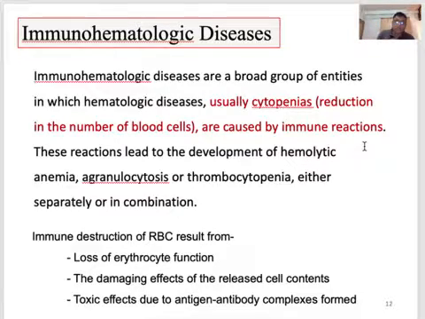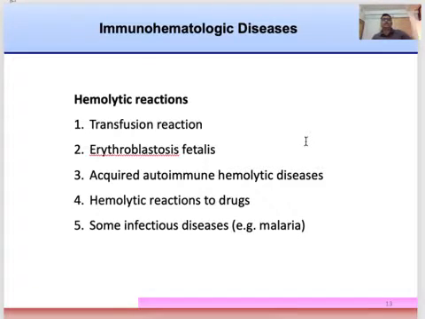Due to this destruction, different disease conditions can develop, such as hemolytic anemia, agranulocytosis, or thrombocytopenia, either separately or in combination. In the same patient, at the same time, two or three different immunohematologic diseases can occur. Basically there are different types of immunohematologic diseases.